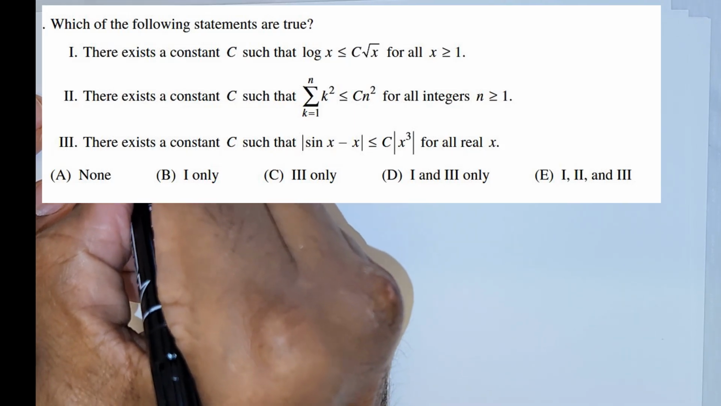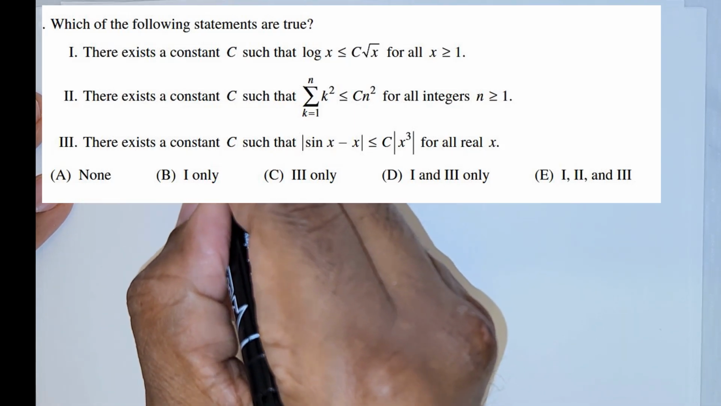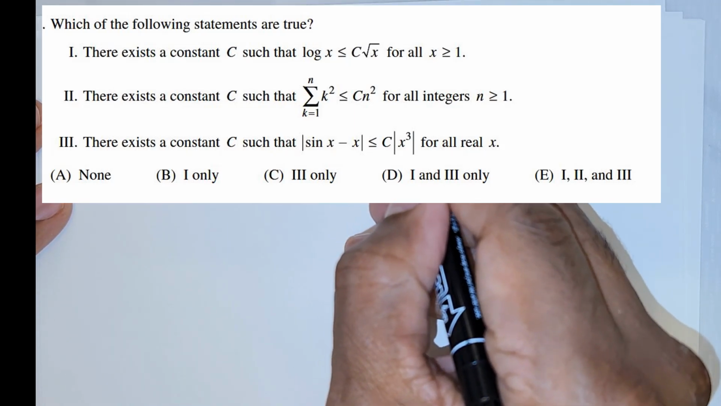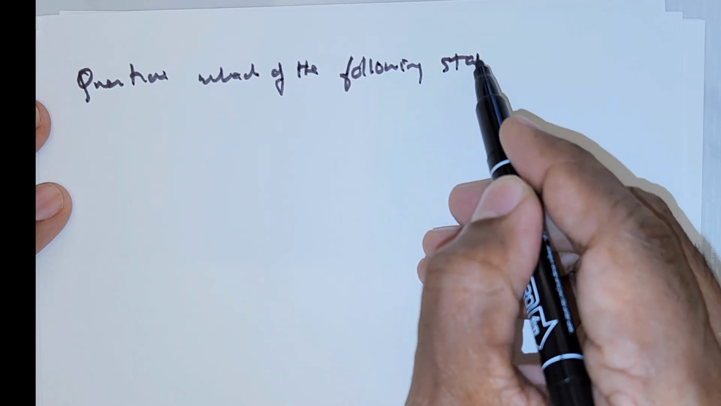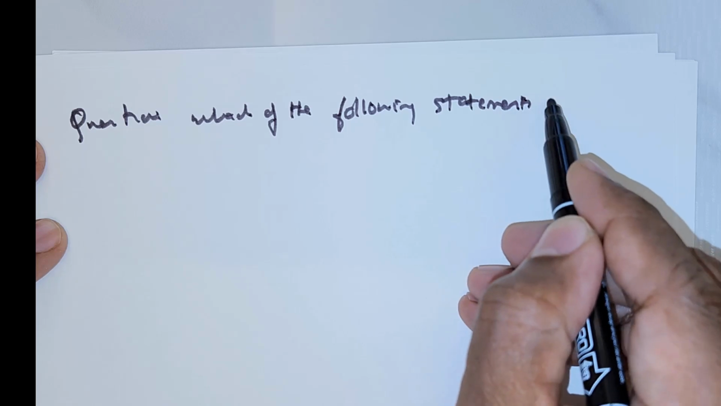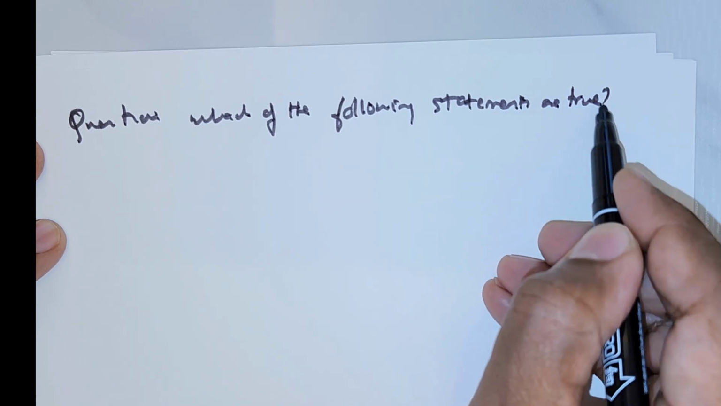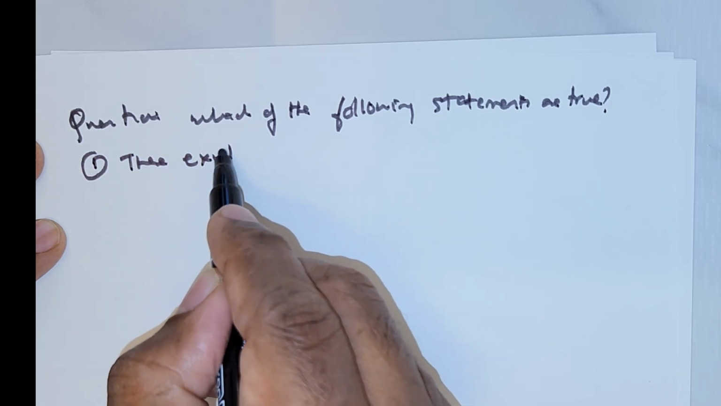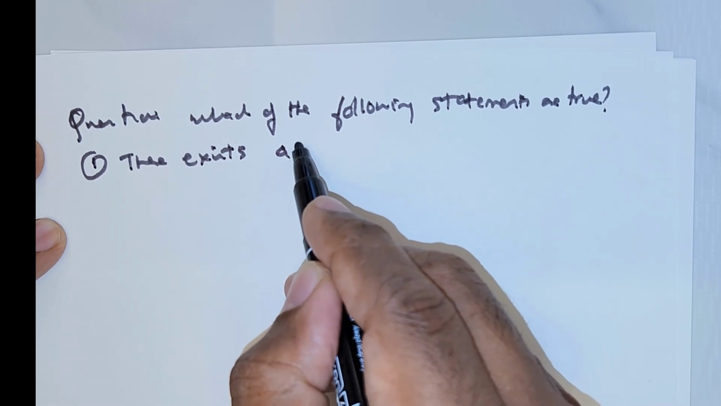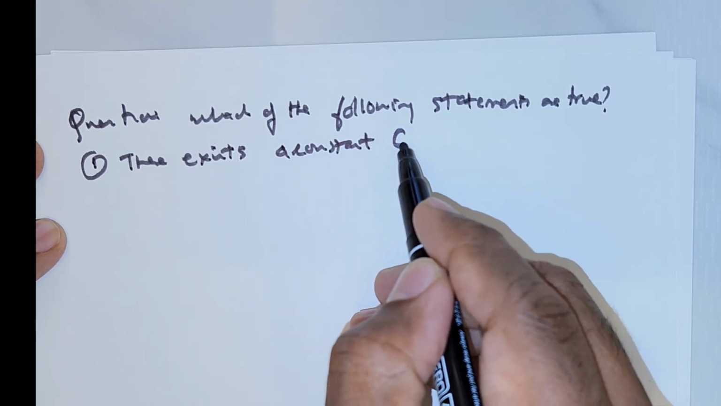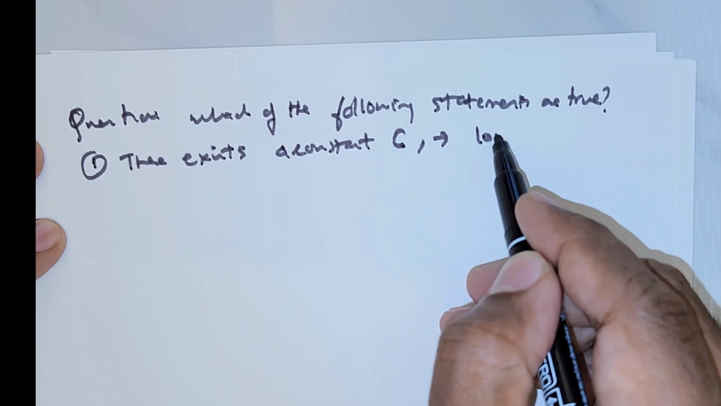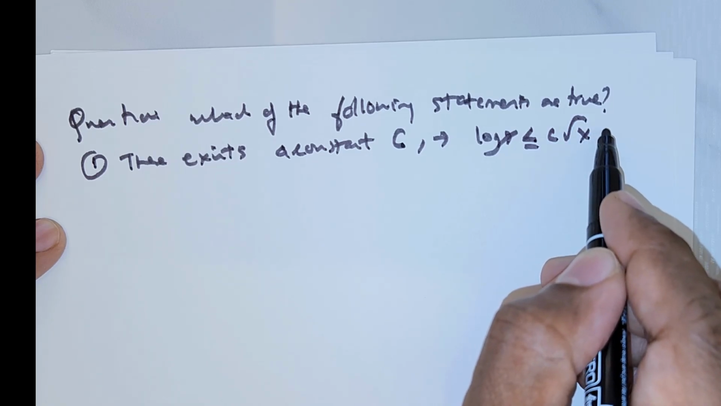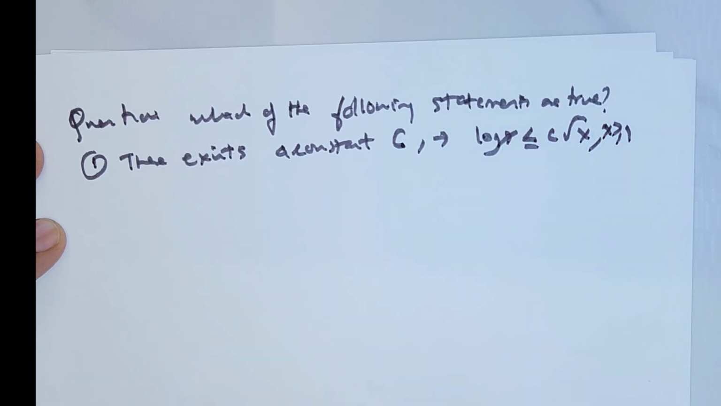Okay, so this is the next question. Which of the following statements are true? Statement 1: There exists a constant C such that log x is less than or equal to C times root of x for all x greater than or equal to 1.